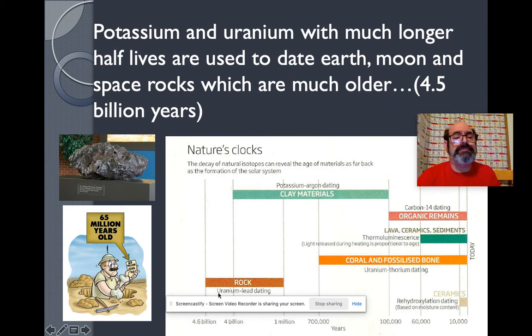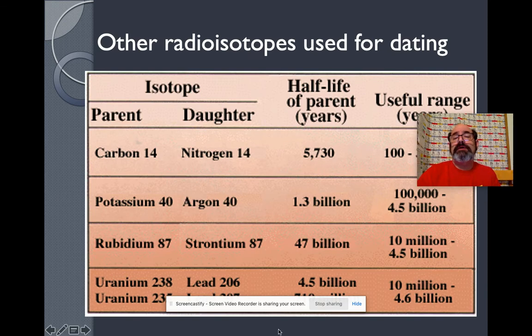So is the universe 4.5 billion years old? No, not really, because you have to have the uranium to start. So how'd you get uranium? Well, we'll find out in a minute. So here are some other isotopes for dating. We've got carbon-14, potassium-40, rubidium, uranium-238, and uranium-235, millions to billions of years. So we can date things that are very old or not so old.